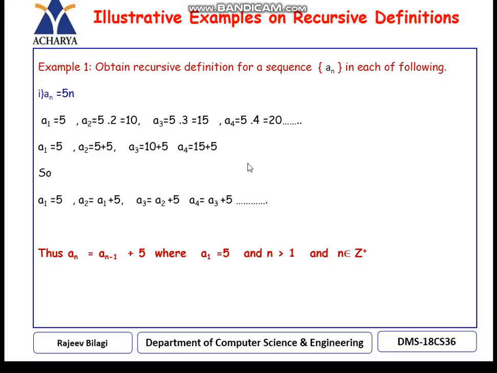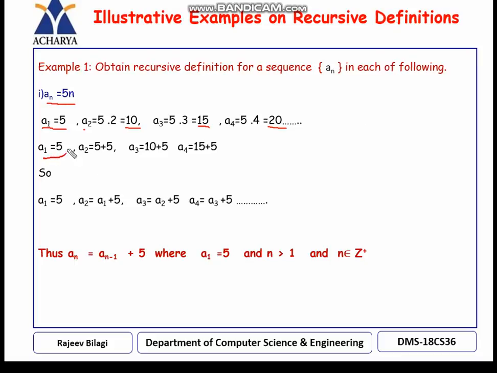Now we will see some examples which represent the recursive definition of a given sequence. an equals 5n, which is the explicit method, or you can write it as 5, 10, 15. If you substitute n equal to 1, then a1 is equal to 5, a2 is equal to 5 into 2, which gives 10. Similarly a3 is equal to 15, a4 is equal to 20.